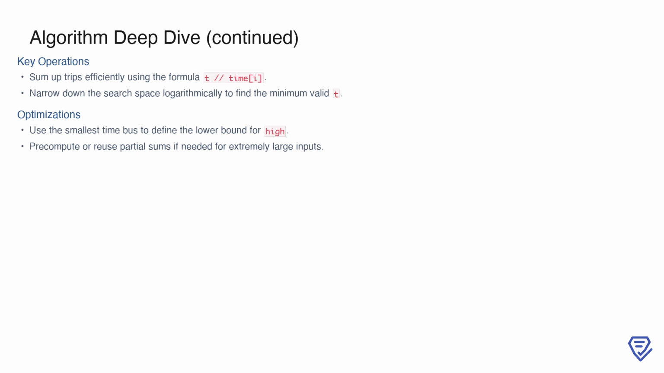To further optimize the algorithm, we can leverage the smallest trip time to refine the upper bound for high. For example, instead of directly using max time * total trips as the upper limit, we could consider tighter bounds based on the distribution of trip times. In cases with extremely large inputs, pre-computing or reusing partial sums may also help reduce computational overhead. These enhancements make the algorithm robust and scalable, capable of handling a wide range of inputs efficiently. By combining careful calculation with strategic narrowing of the search space, the algorithm provides an elegant solution to the problem of finding the minimum time to complete trips.